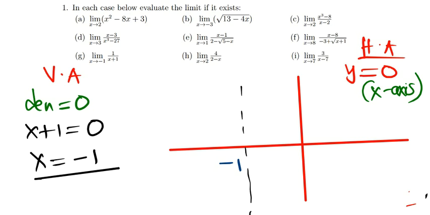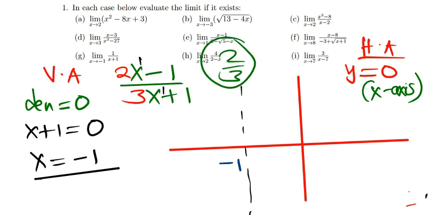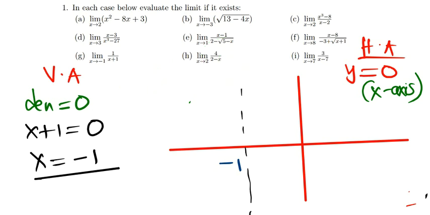Then the one that I haven't mentioned is where the orders are the same. Let's say x minus 1 and x plus 1, for example. These are all to the power 1. So what you do in this case is easy. Get the coefficients of the highest powers, in this case, you'd get 2 over 3. That would be your horizontal asymptote. So now I've given you basics that are sufficient for you to sketch.